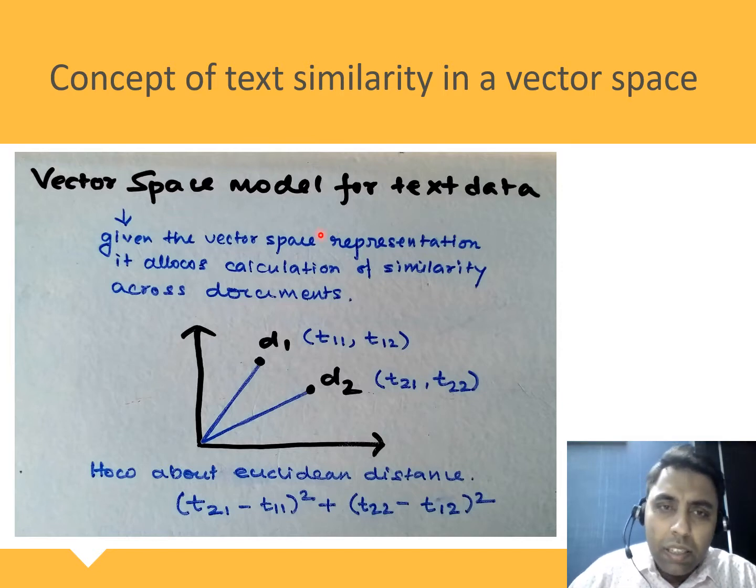as I was saying, in the vector space model, every document that you have is a point in the p-dimensional vector space, p being the size of your vocabulary.